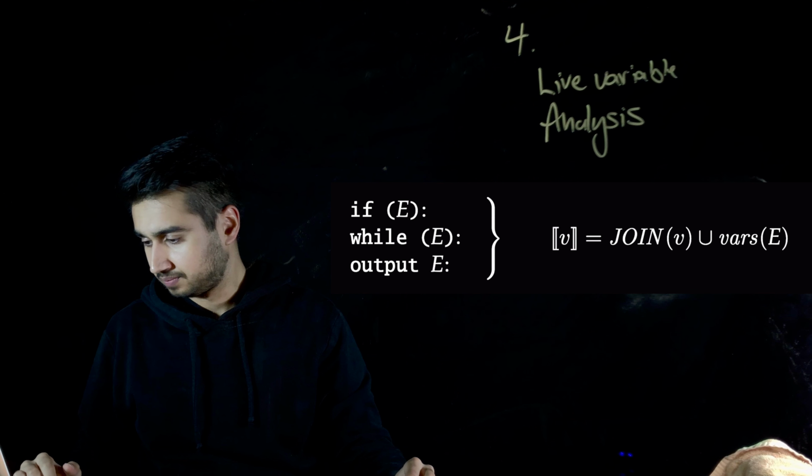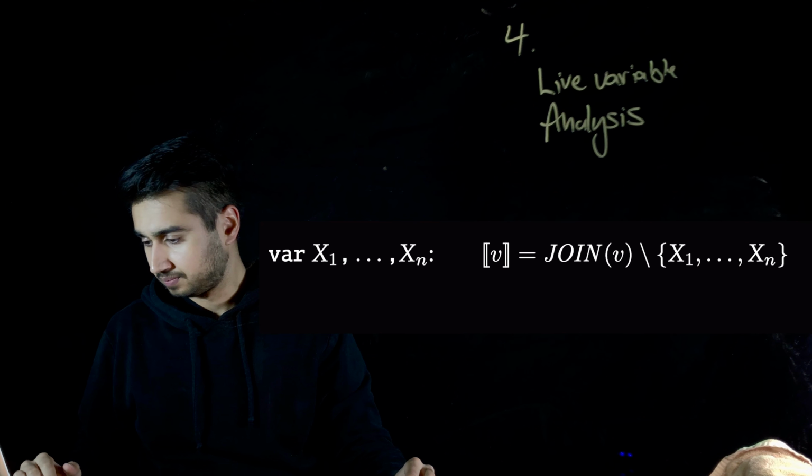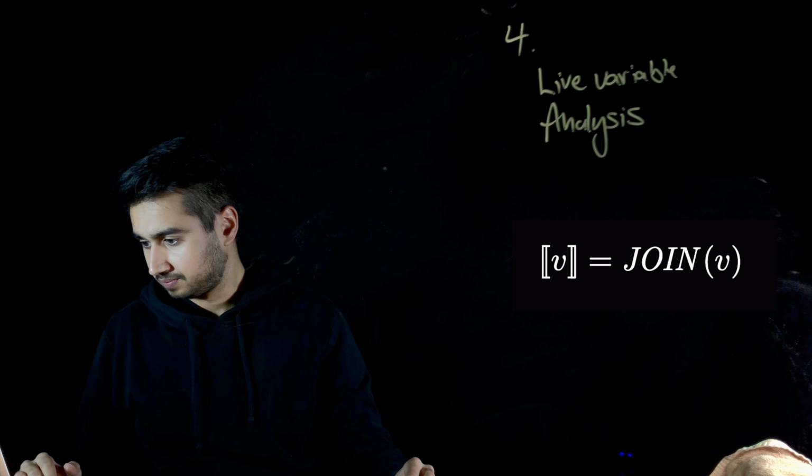For branch conditions and output statements, our rule will be [[v]] = JOIN(v) ∪ vars(E). So this represents the fact that the variables live before a branch or output statement are the same as the ones after it, except the variables in E were live before, even if they weren't live after. And for variable declarations, we have the following rule. So the variables live before this declaration are the same as the ones live after it, except we'll take out x1 through xn if they exist. And for all other nodes, we have this very simple rule.